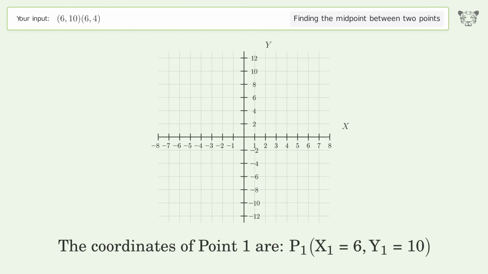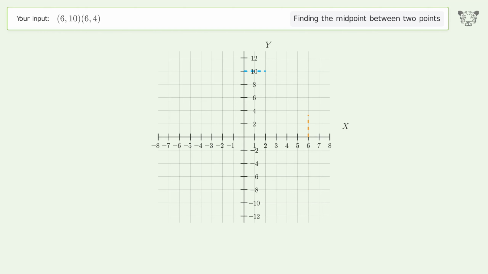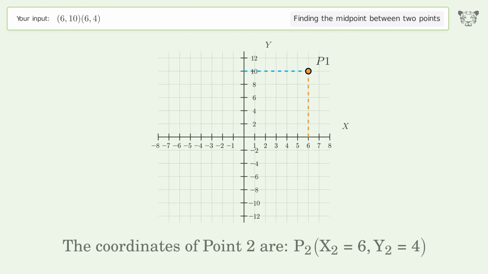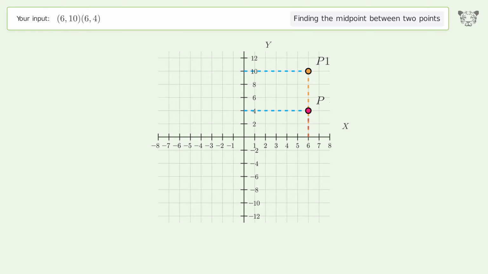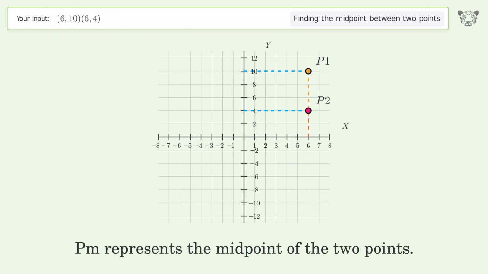The coordinates of point 1 are x1 equals 6, y1 equals 10. The coordinates of point 2 are x2 equals 6, y2 equals 4. PM represents the midpoint of the 2 points.